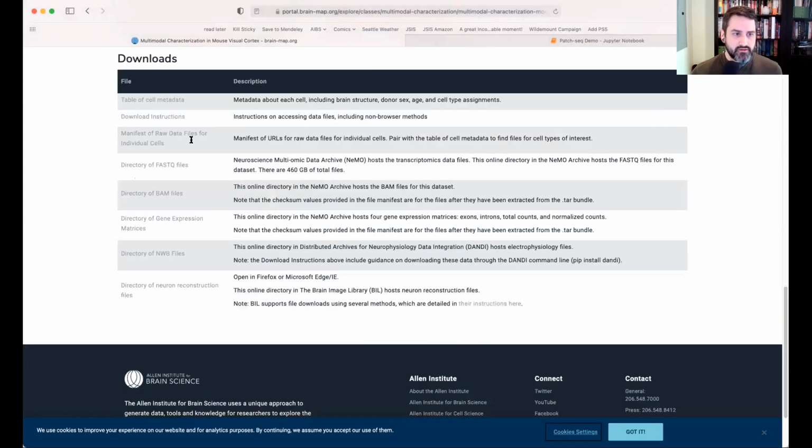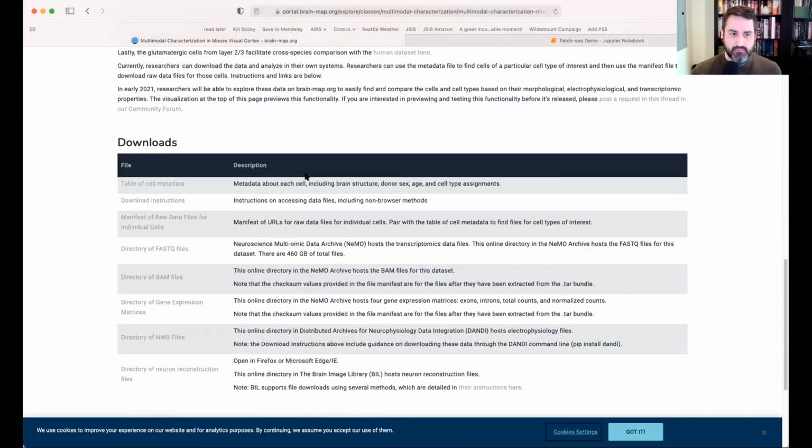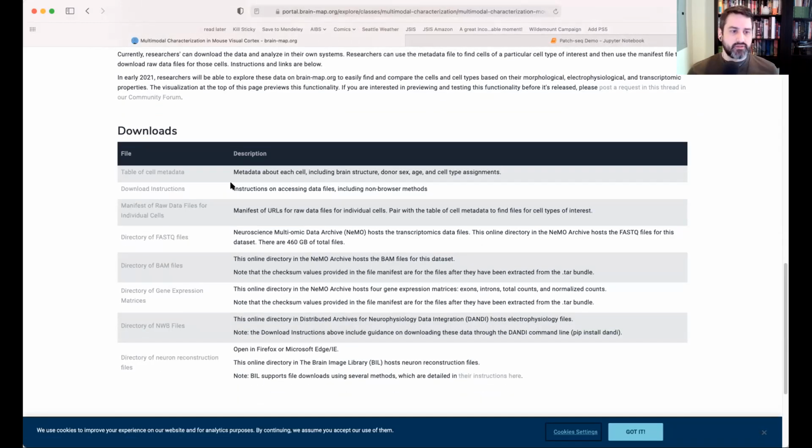So down here is where you can access the different data. There's a couple different files that are particularly important. One of them is this table of metadata, which includes information about where that cell came from. So it's brain structure, the mouse and the transgenic line, as well as the cell assignments that we've given to it, so the transcriptomic type and the MET type.